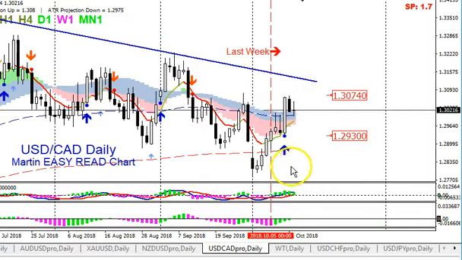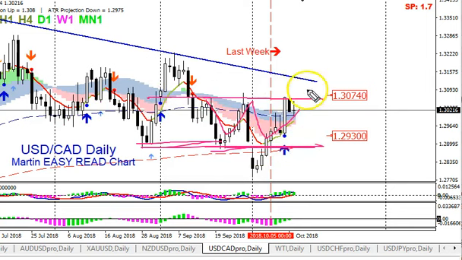Let's take a quick look here. It's kind of in a sideways channel again. You can see right there. You can see sideways, right? Okay. And we're looking for a breakout above 130.74.